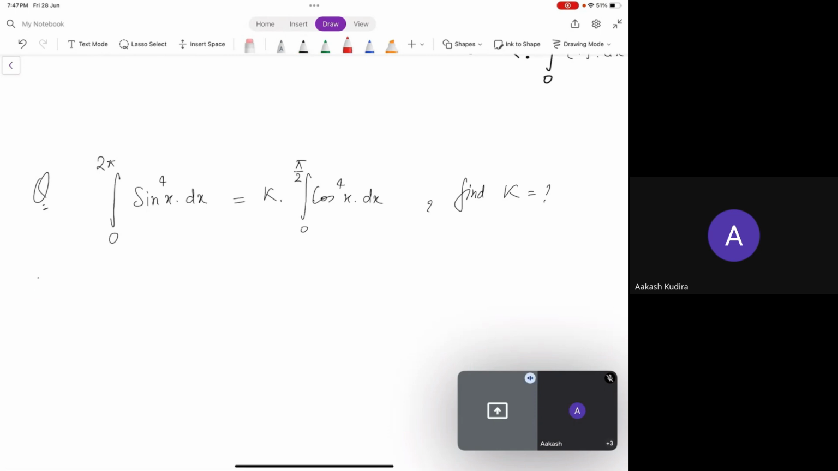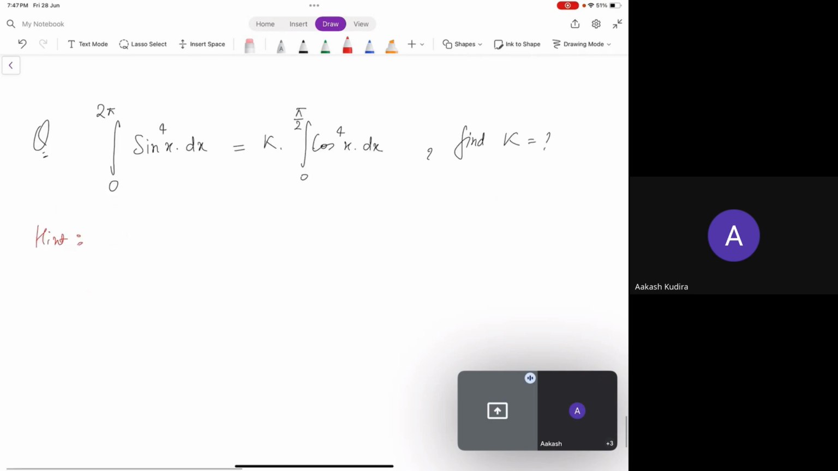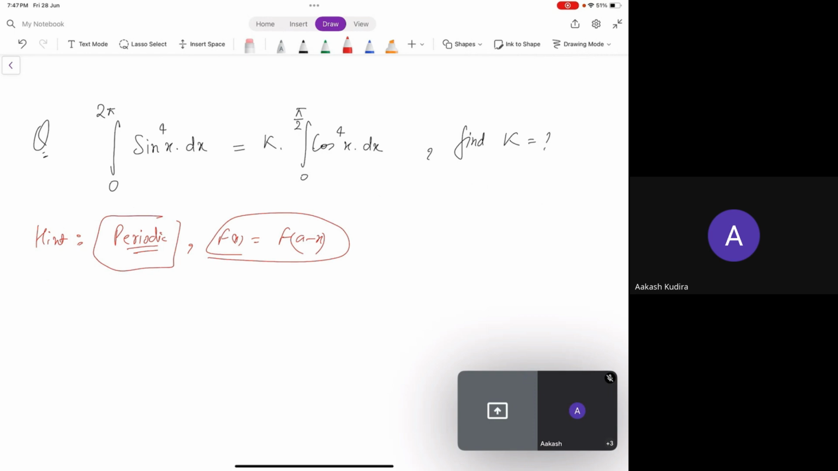First of all I will give you a hint. The hint for this question, the properties. Which property will apply here? One property is periodic property, and second is this property, f(x) equal to f(a minus x). So these two properties we will apply here. Now you can try this question.